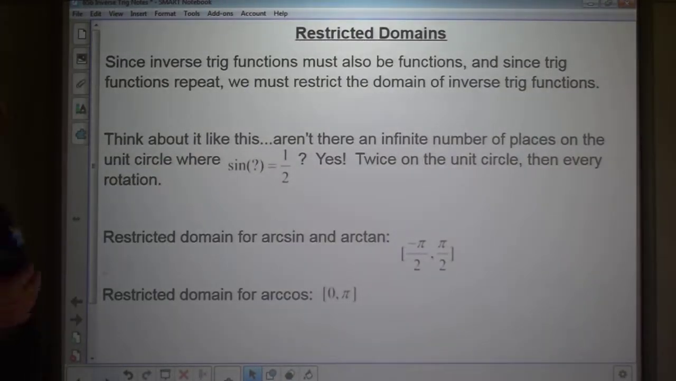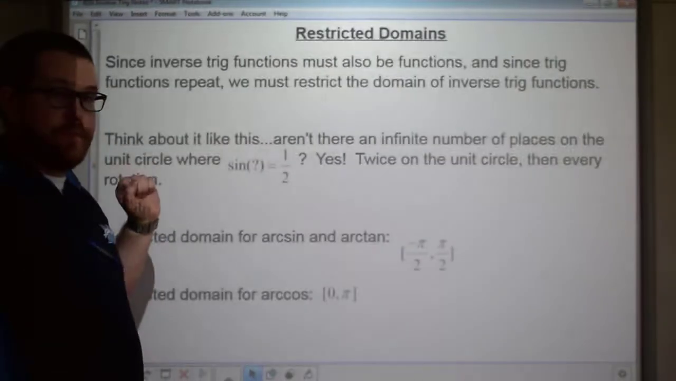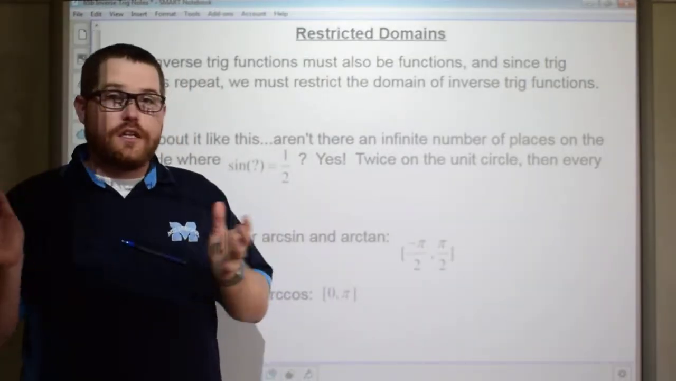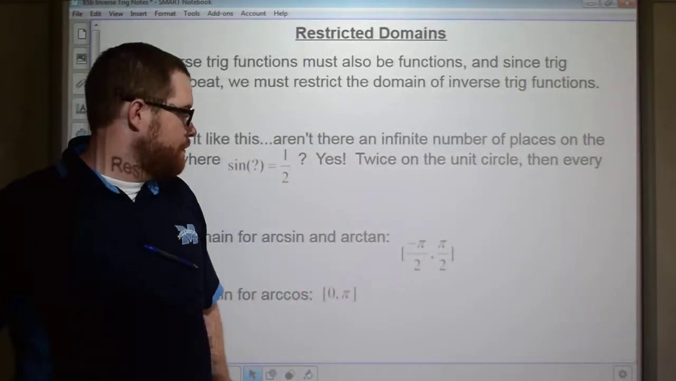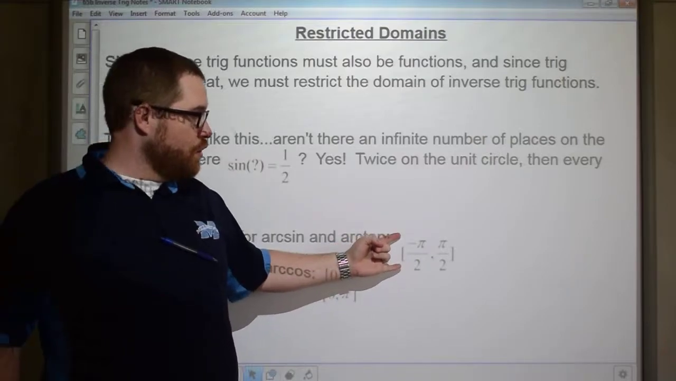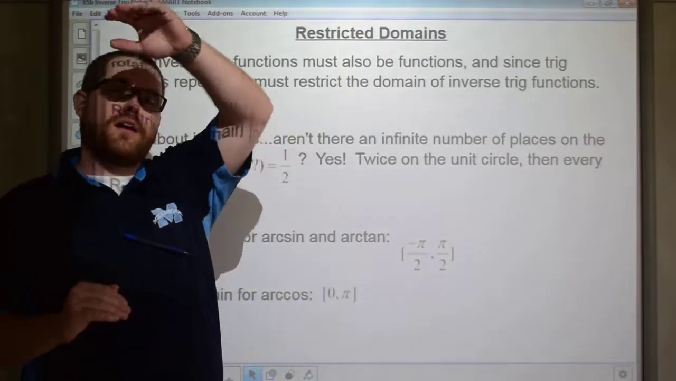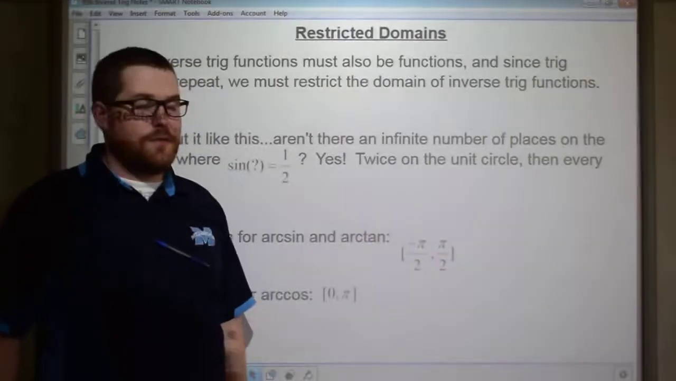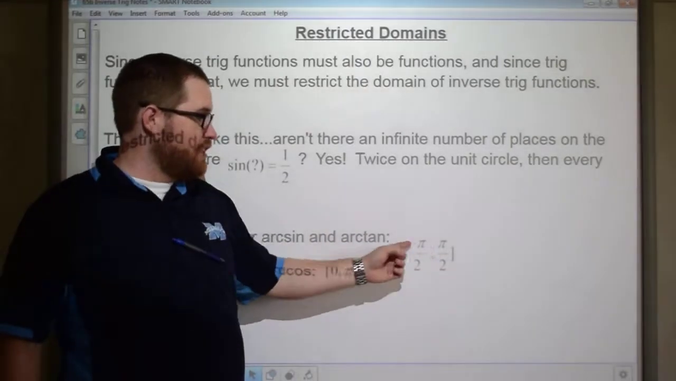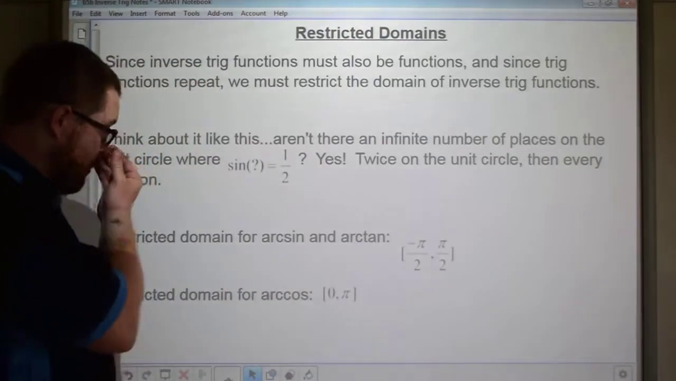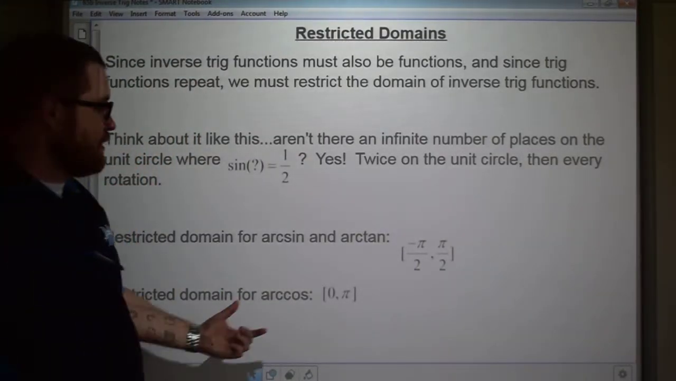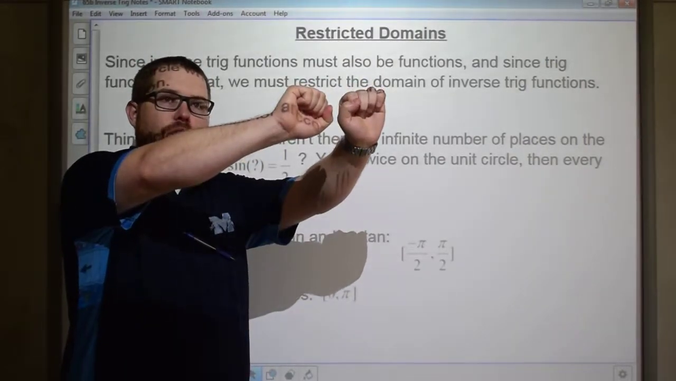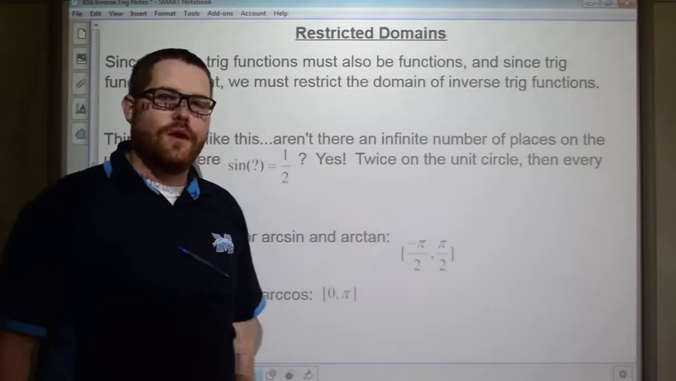Because we have multiple answers to this problem, we have to restrict the domain. In other words, we have to say we're only looking for the one answer between these two numbers. So for arc sine and arc tangent, we're looking for the answer between negative pi over 2 and positive pi over 2. If the answer is positive, it's going to be between 0 and pi over 2. If the answer is negative, it's going to be between 0 and negative pi over 2. Whereas for arc cosine, we restrict the domain between 0 and pi, because cosine is positive in the first quadrant, but negative in the second quadrant.